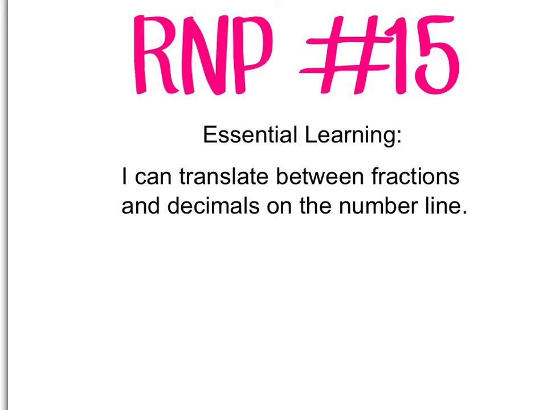All right, we're going back to the rational number project. Remember, this is where we visualize fractions and decimals so that later we can think of those pictures to help us do it without the pictures. So our essential learning is I can translate between fractions and decimals on the number line.